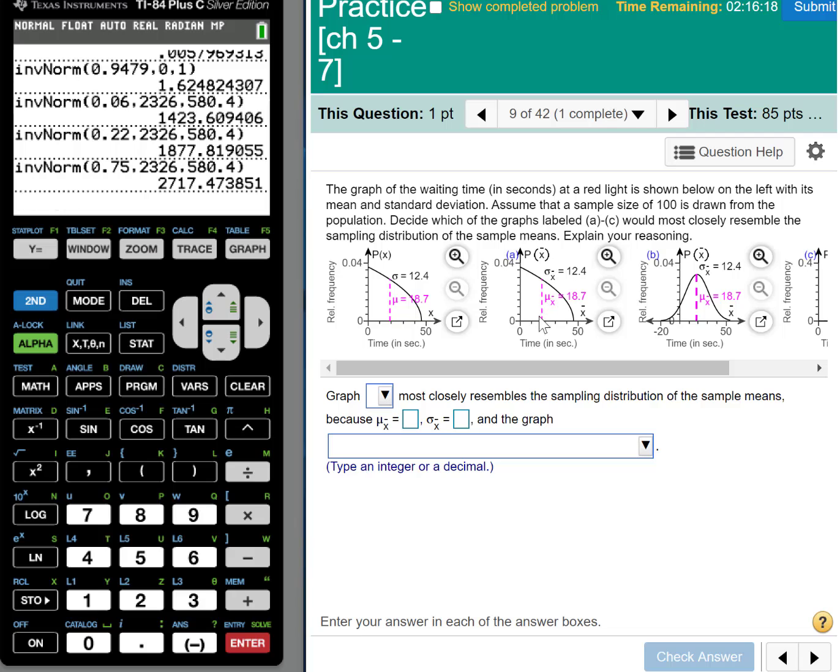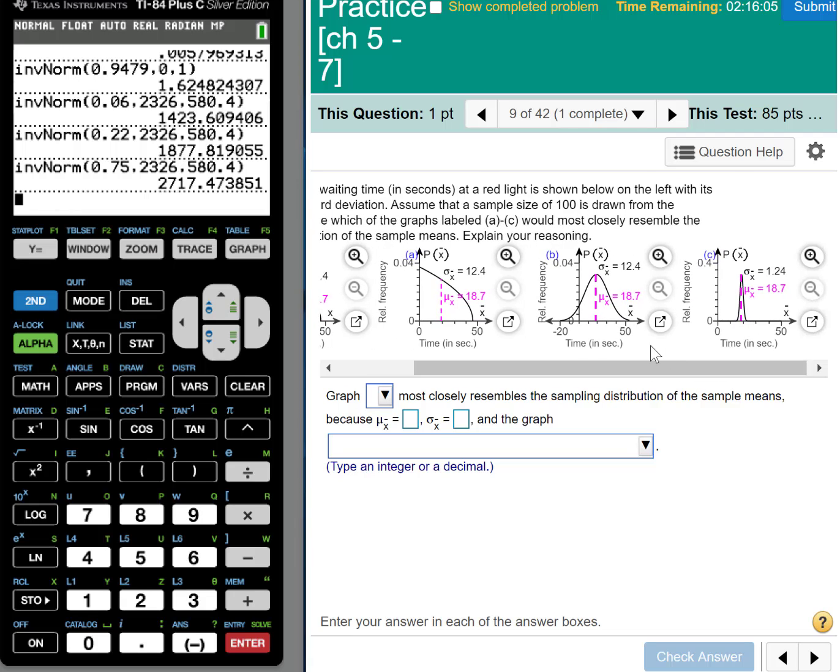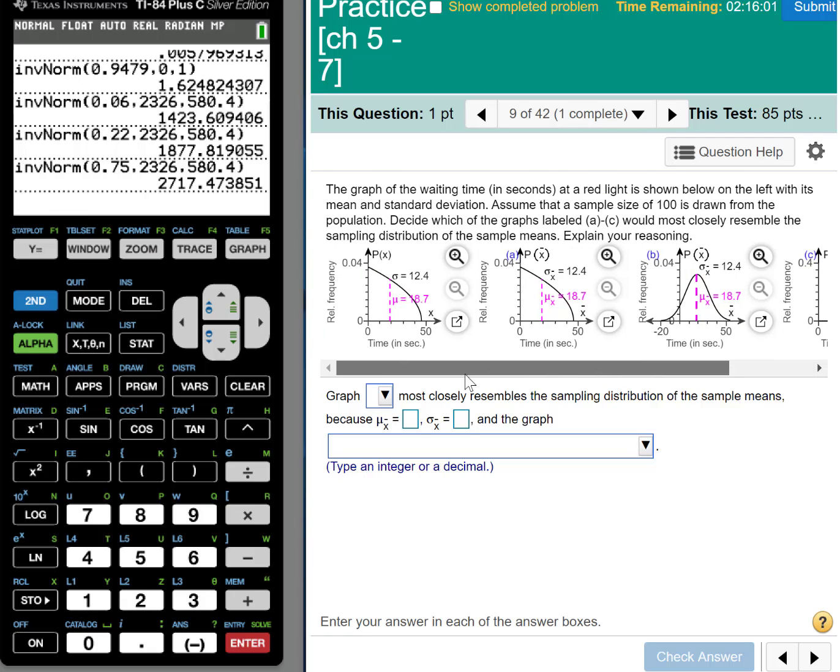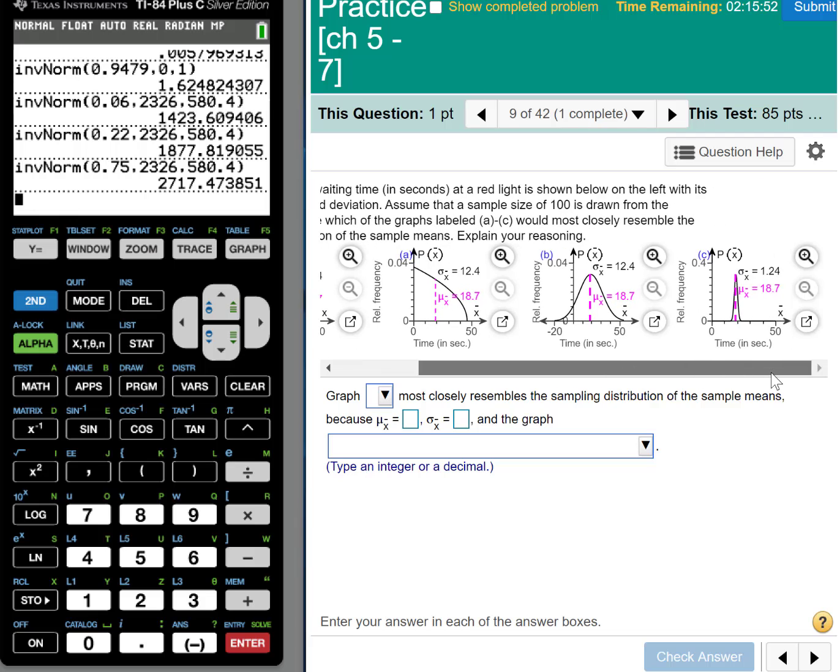So it can't be this. This is the original population. It's not normal. It looks like it's skewed to the right. So my answer should be either this or that. The mean here is 12.4. The mean has to be the same as the mean of the original population. Since the original population has 18.7, they have to be 18.7. But you notice they are all 18.7.